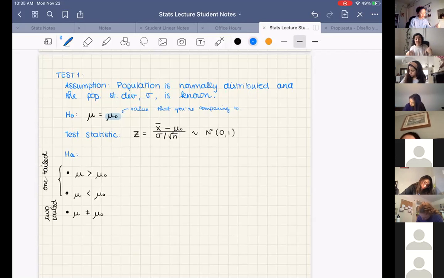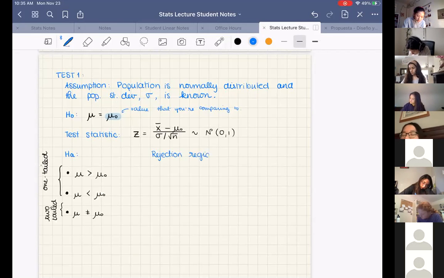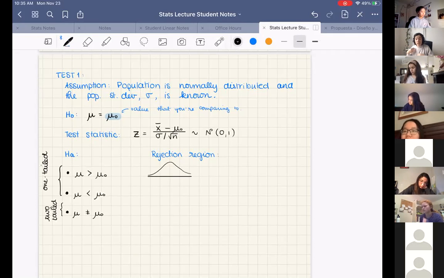Now, the reason that I want to distinguish between these three different alternative hypotheses is that for each of them, the rejection region is going to be slightly different, okay? So this rejection region is going to be, if I'm trying to show that mu is larger than mu naught, then that means I'm trying to show that actually my sample suggests that the mean should be larger than the value that I'm comparing it to, right?